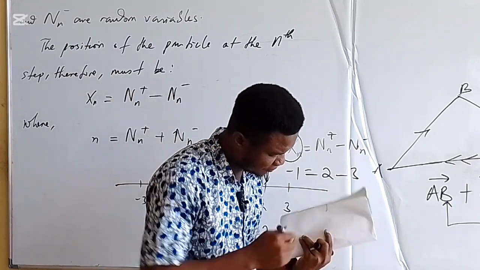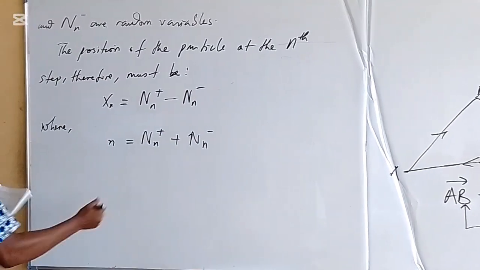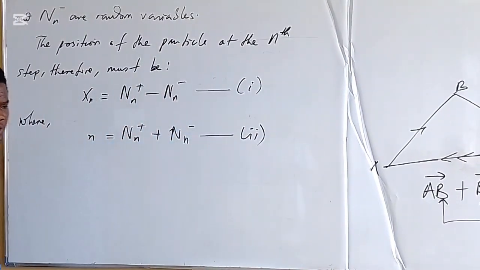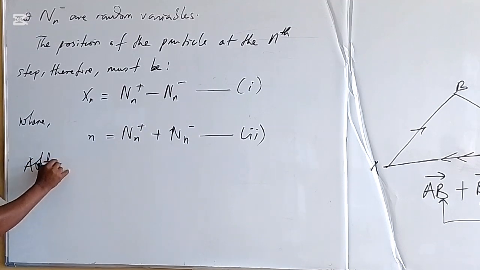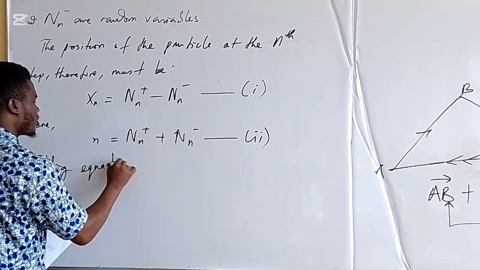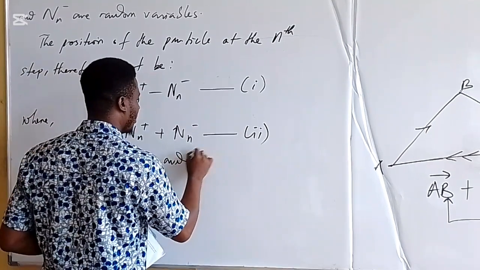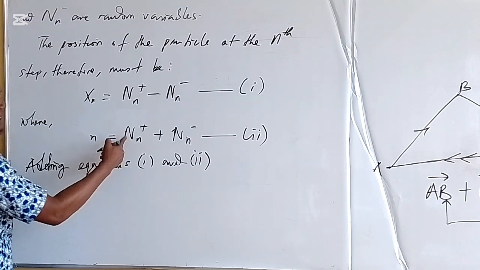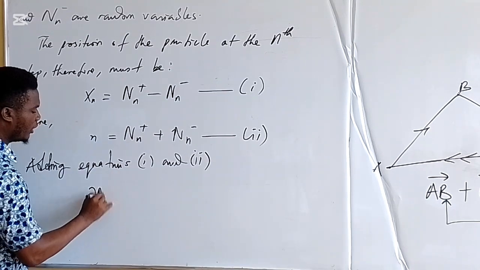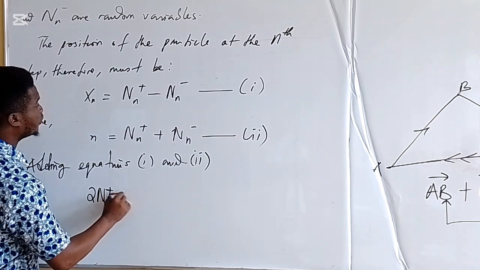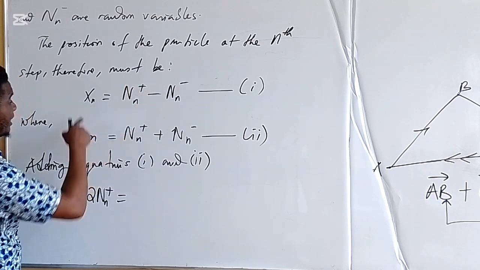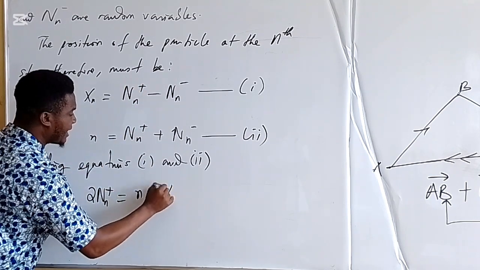Good. Let's proceed. Please write. Let's call this equation 1, let's call this equation 2 because of the next formulation. So adding equations 1 and 2. If you add equations 1 and 2, what would you have? I hope you know that this and this will add to give what? 2nn plus, right? And this would eliminate: minus nn minus plus nn minus will be 0. Then you have what? Here will be equal to n plus Xn.